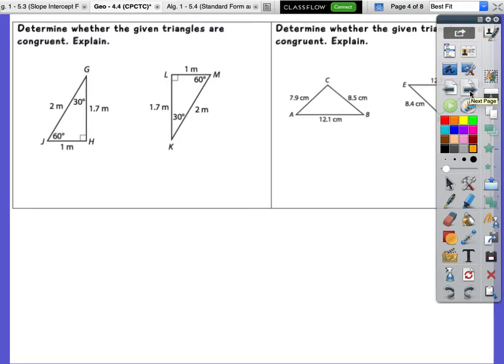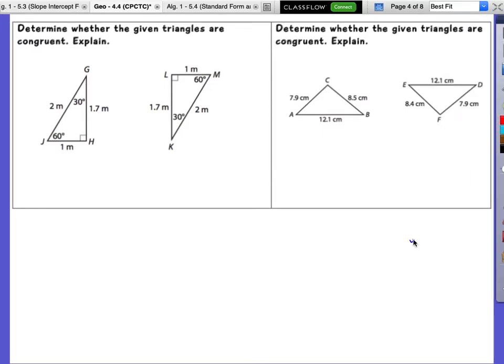Okay. So let's look at this bottom-up example. We need to determine if this is enough information to figure out if these triangles are congruent. Determine whether the given triangles are congruent. Explain. Okay. So let's start going through this. We have a 60-degree angle here. We have a 60-degree angle over here. Okay, so they're congruent. We can mark them congruent. Put one arc here.